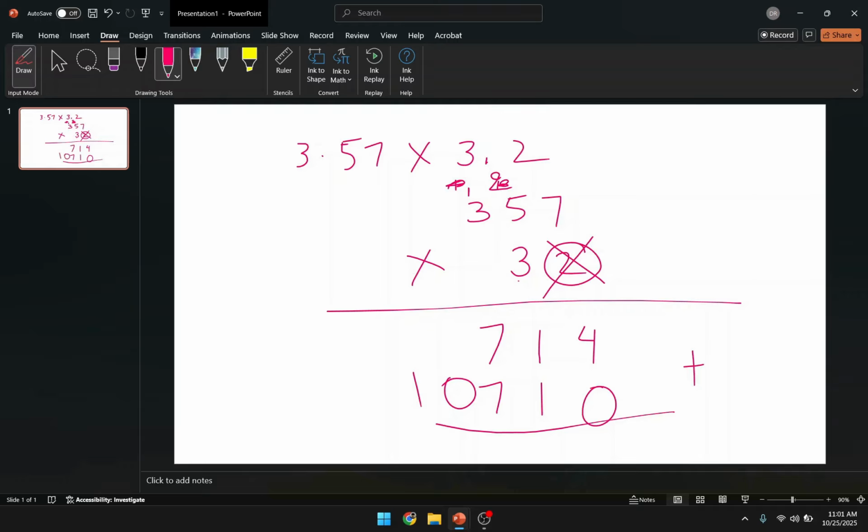Now let's add them up. 4, 2, 7 plus 7 is 14. Now this is my answer, but is this the final answer? No, we have to take care of the decimals.